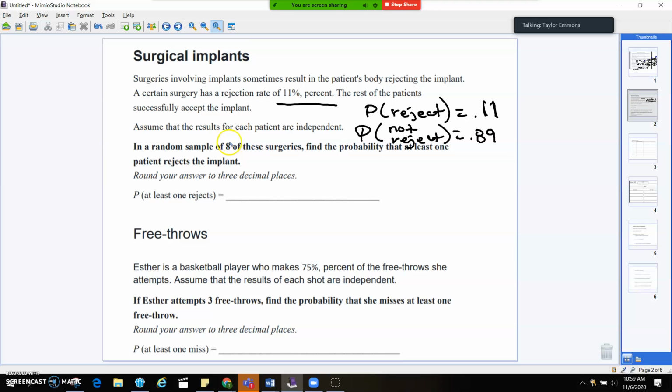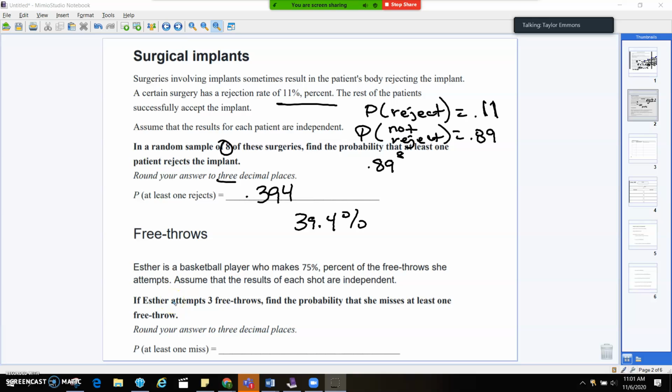So then they have 8 surgeries. So we're going to take this 0.89 and raise it to the 8th power, or multiply 0.89 by itself 8 times, okay? So we're going to go into our calculator, say 0.89, and raise it to the 8th power, and that's going to give us 0.39, and it said round to 3 decimal places, so 0.394. So you've got a 39.4% chance of at least one being rejected out of 8 surgeries. That's pretty high. Like that's not good.